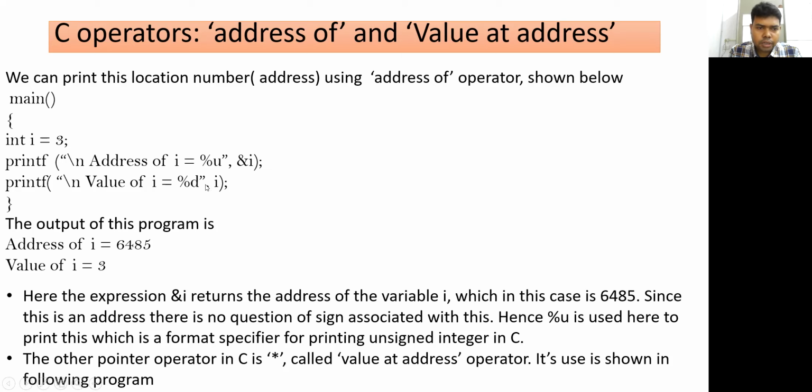After that we are printing the value of I, for which we use %d. The output will be something like this, if we consider that I is stored at memory location 6485. Hence the expression &I returns the address of the variable I. Now the next thing is the other pointer operator in C, which is the asterisk. We call it the value at address operator. How it is used, let us see in the next program.